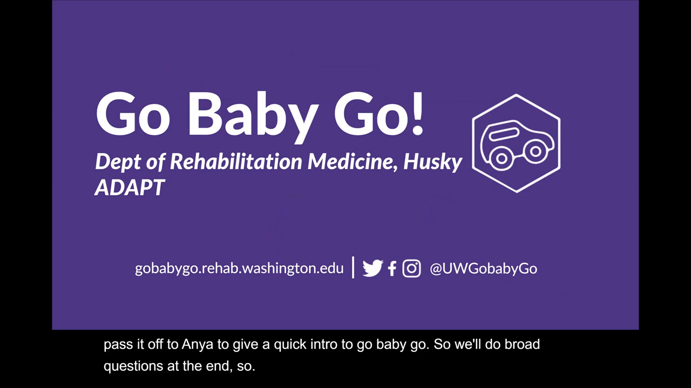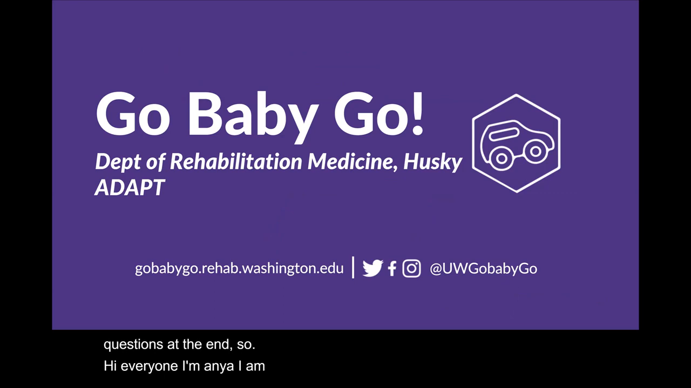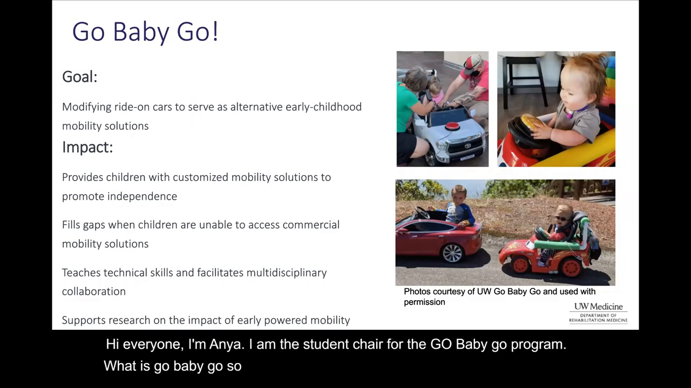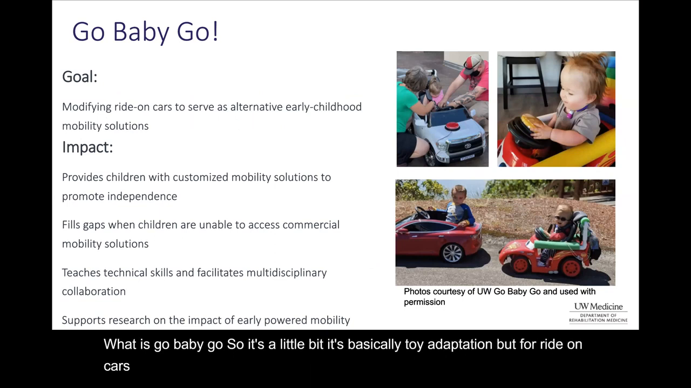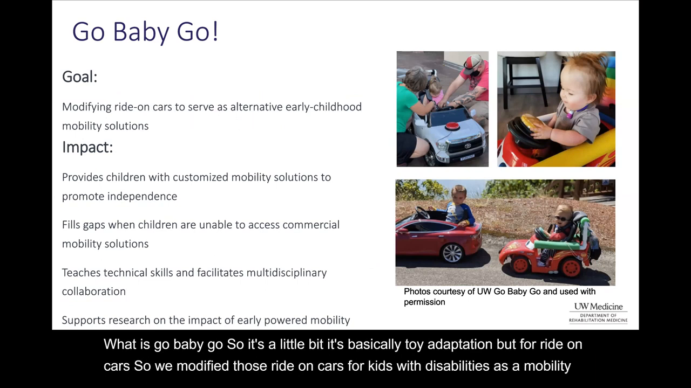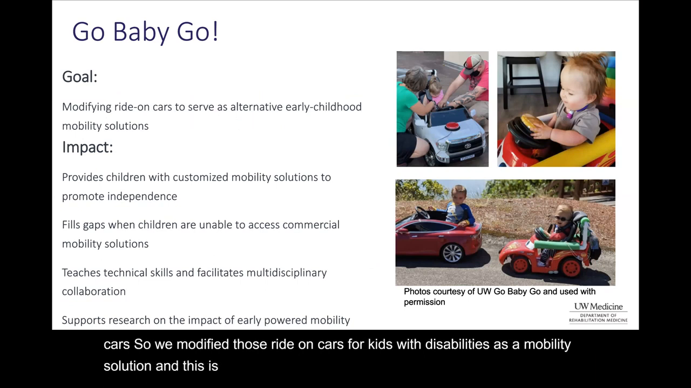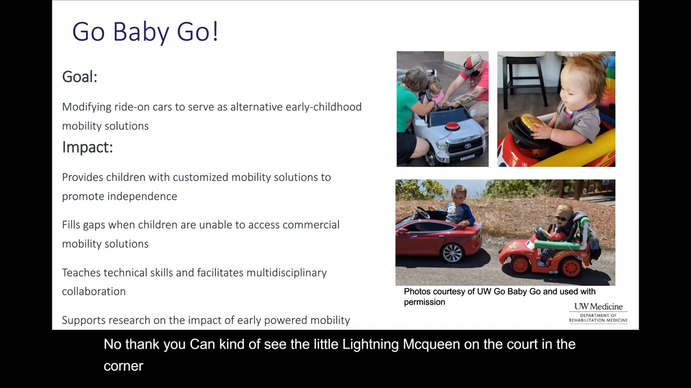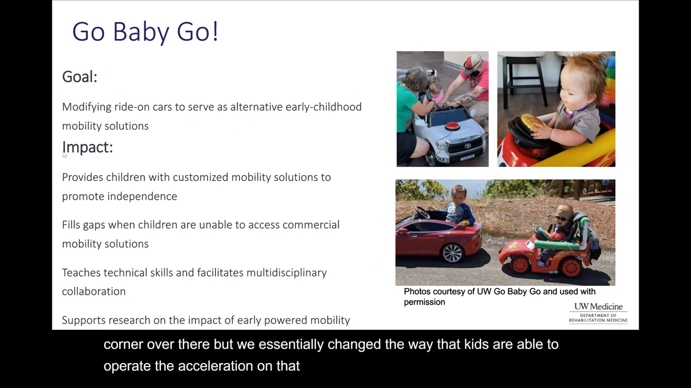Hi everyone, I'm Anya. I am the student chair for the Go Baby Go program. So what is Go Baby Go? It's basically toy adaptation, but for ride-on cars. We modify those ride-on cars for kids with disabilities as a mobility solution. You can see the little Lightning McQueen in the corner over there, but we essentially changed the way that kids are able to operate the acceleration and steering on that car.